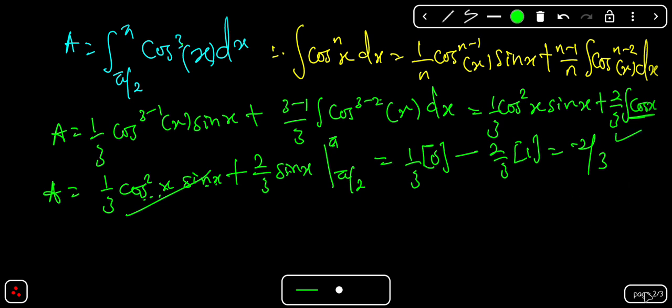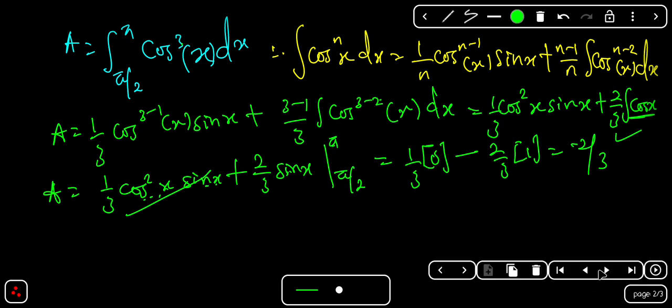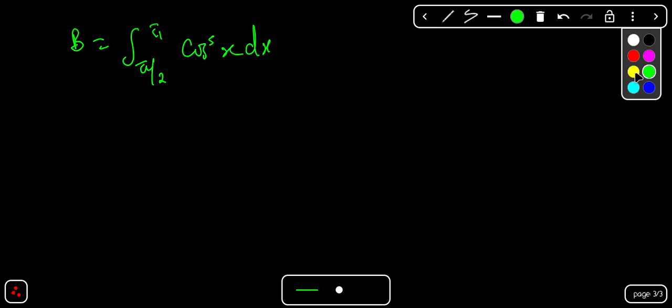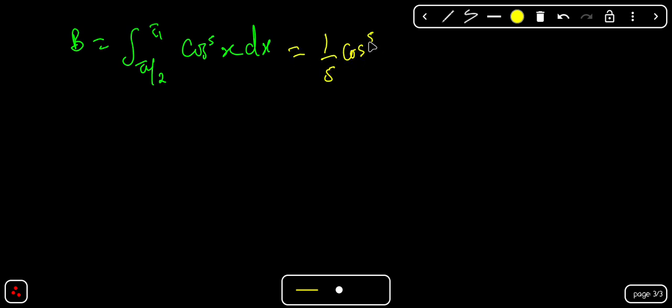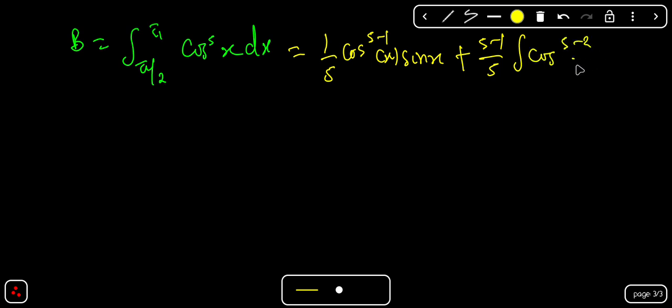All right guys, so let's solve integral B. Okay, so solving integral B, B is equal to the integral from pi over 2 to pi of cos⁵x dx. All right, so using the reduction formula also, the value of n here will be 5. So you have 1 over 5 cos^(5-1) x sin x, then plus (5-1) over 5, then the integral of cos^(5-2) x dx.